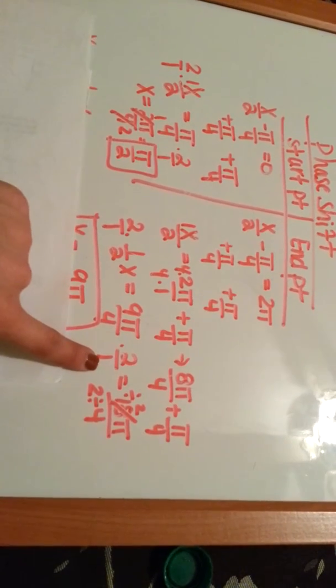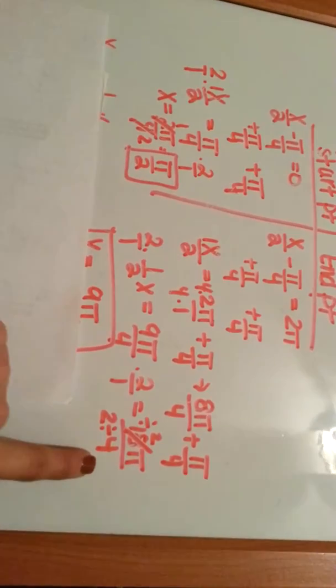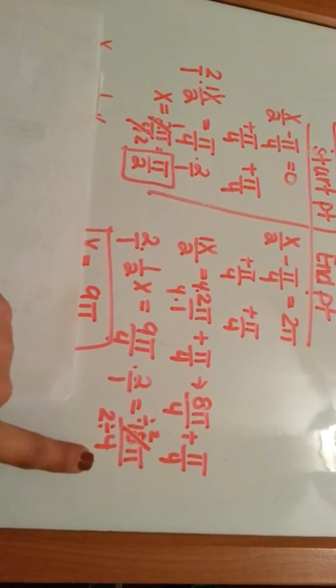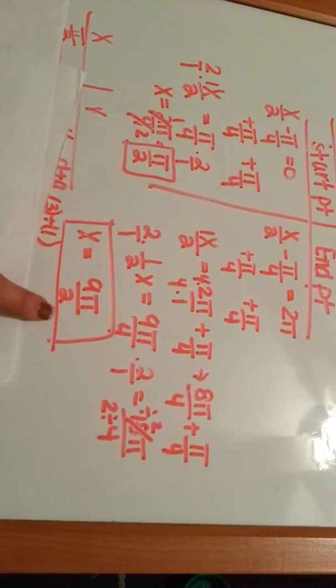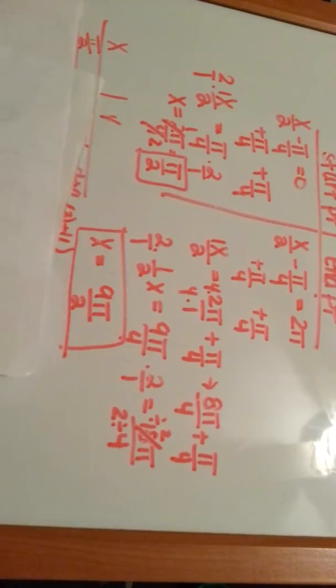And you multiply the other side, giving us 18 pi over 4. We've got to reduce that, dividing it by 2 on both sides, on top and bottom, giving us 9 pi over 2. X equals 9 pi over 2, that is our ending point.